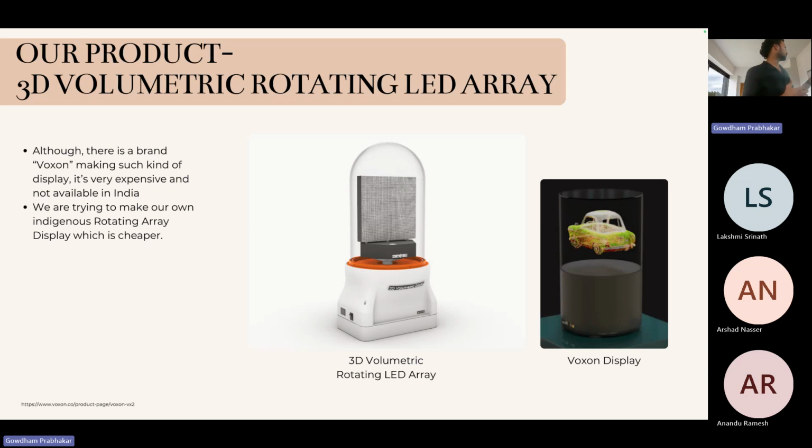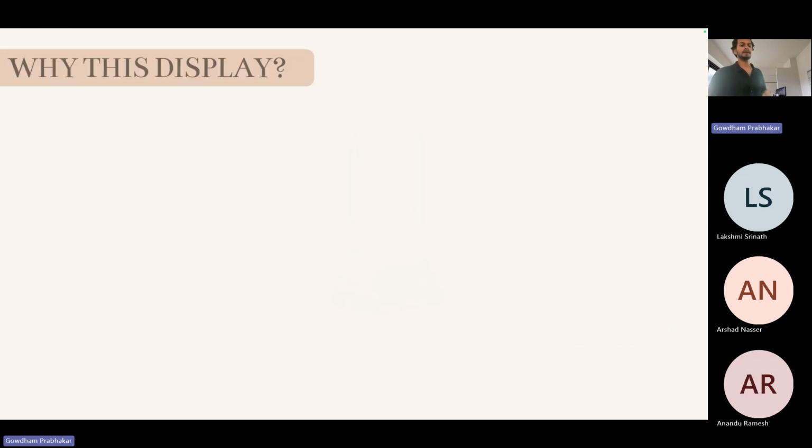Then we found a brand called Voxon in the US, which commercially makes such displays. But when I checked the price of that display, it was too hefty. It was about $6,500, about 5,92,000 rupees here in India. I know it will never cost that much to make such a display. So we thought to indigenously make our own display.